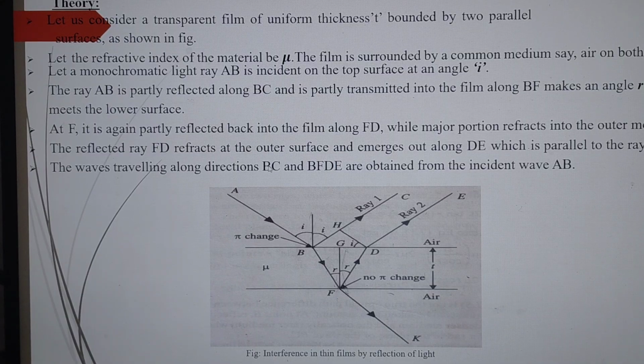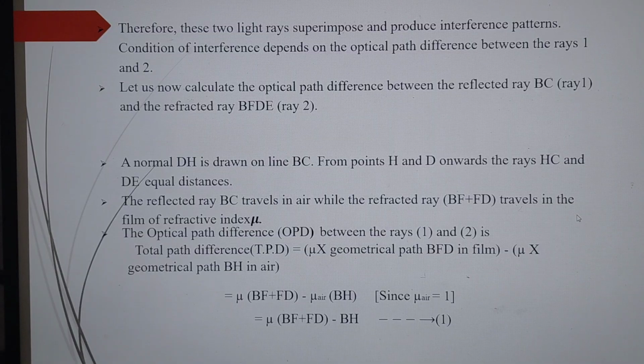The waves traveling along the directions BC, and BF and DE, are obtained from the incident wave AB. So we hope you get the idea of the parallel thin film. The entire content is based on the diagram only. Therefore the two light rays superimpose and produce interference patterns.